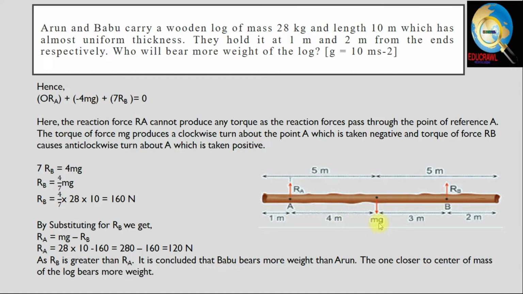mg, if you follow my pointer, is at a distance 4 meter. So the torque is 4 into mg. Since it is acting in the minus direction, you have got minus 4 mg plus 7. See, the point B is at a distance of 4 meter plus 3 meters. So it is 7 into RB is equal to 0. So first term will get cancelled. So you have got 7 RB is equal to 4 mg.